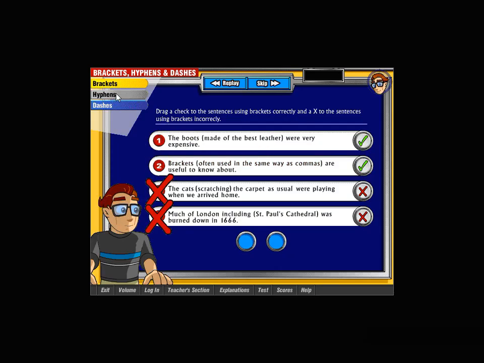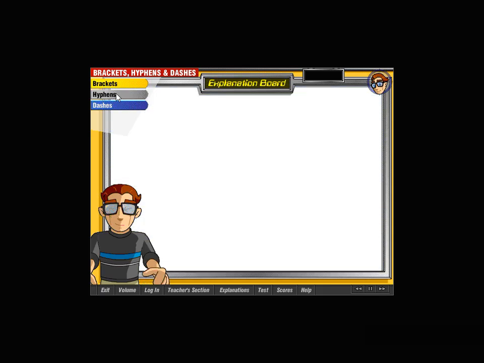The second two sentences, however, are incorrect. The brackets are placed around only a part of the extra information, and so the sentences are confusing. If you were to take away the bracketed words, the sentence would not make sense, and this is a sure sign that brackets have not been used correctly within a sentence. OK, so let's move on.